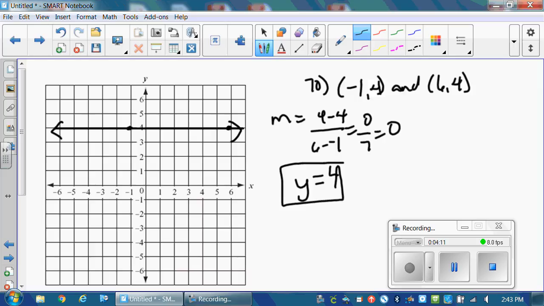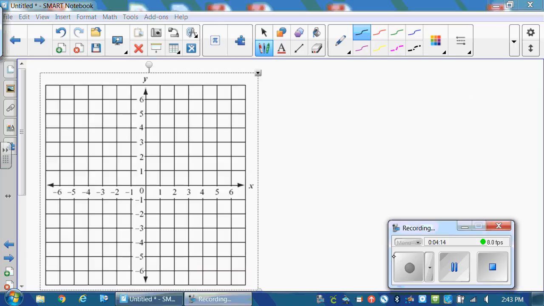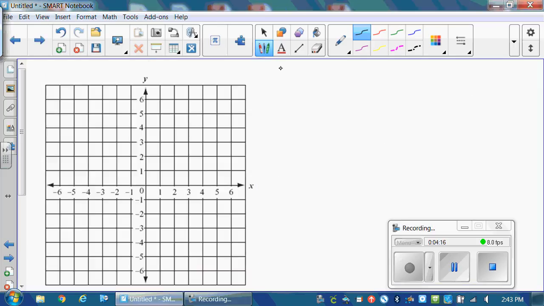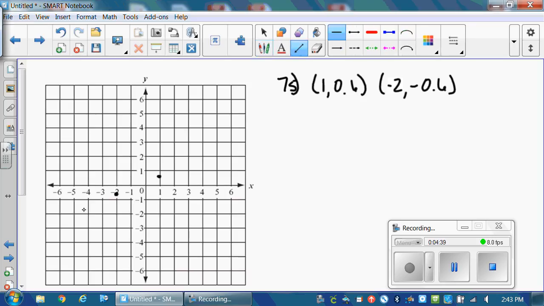Alright, number 75. In 75, they give me the points (1, 0.6) and (-2, -0.6). So over 1, up 0.6 is here, -2, down 0.6 is here. If I were to sketch that line, I'm looking at something that goes, keeps on going, something like that.